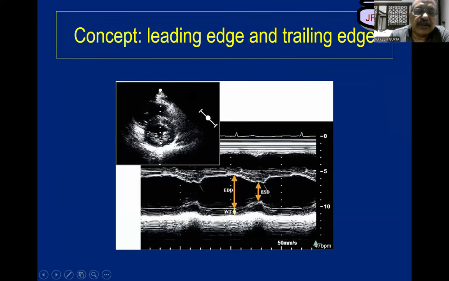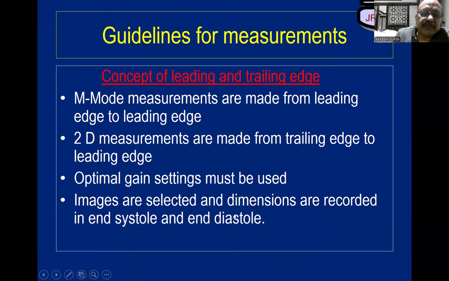And if we do a cut of M mode across it, we measure from leading edge to leading edge. So if I'm measuring my LV cavity, I should be measuring my septum from this point to this point, the LV cavity from this point to this point, and the posterior wall from this point to this point. The concept is that whenever we are measuring M mode, we are always measuring from leading edge to leading edge. And whenever we're doing a 2 dimensional measurement, we are measuring from trailing edge to leading edge.